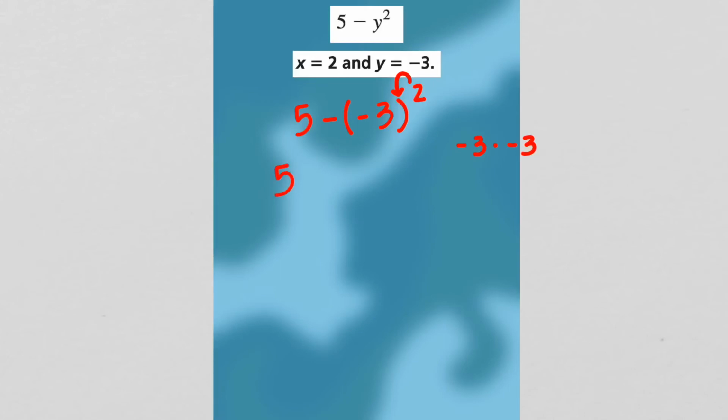So we have 5 minus, and negative 3 squared gives us a positive 9. Remember, a negative times a negative is a positive. At this point, I'm going to go ahead and drop that parentheses, so 5 minus 9. And my last step is to do that subtraction, and it gives me negative 4.